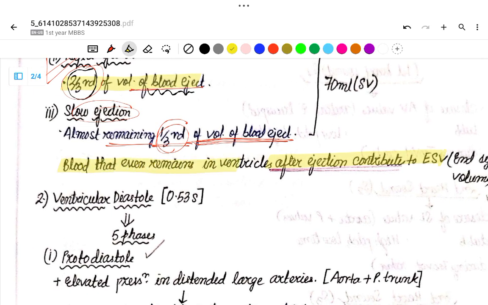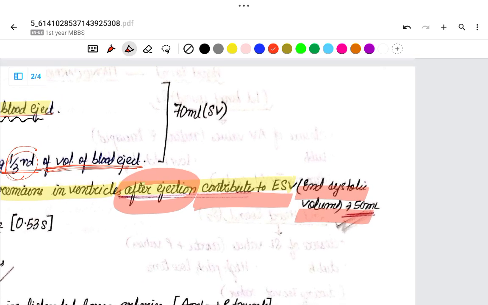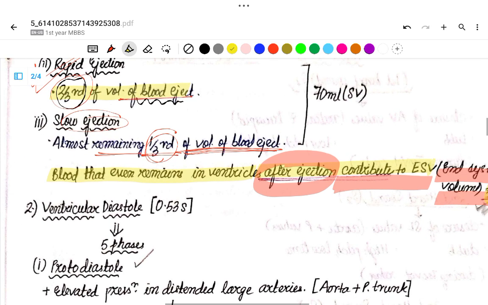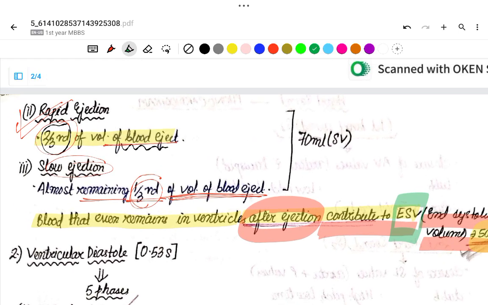Blood that remains in the ventricles after ejection contributes to the ESV. What is ESV? It is the end systolic volume, which is about 50 ml. Even after contraction, 50 ml of blood remains in the ventricles. That is known as the end systolic volume. Stroke volume is 70 ml.